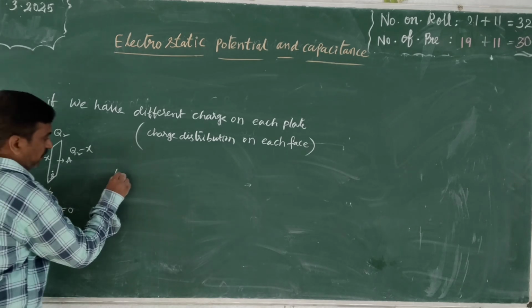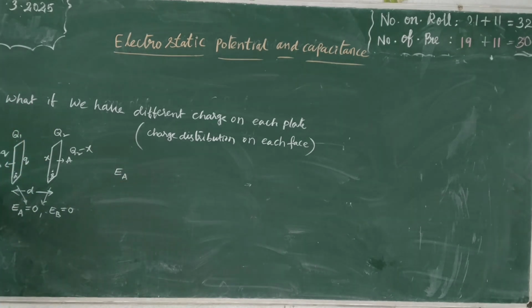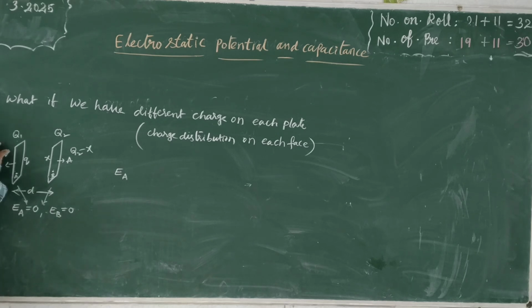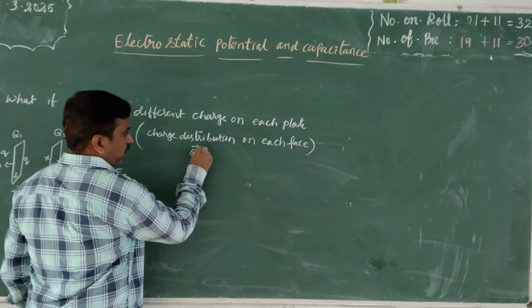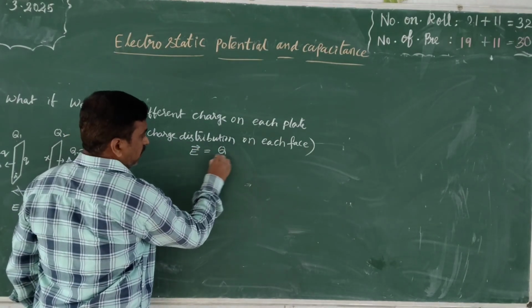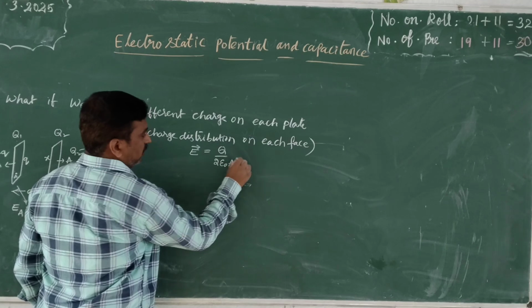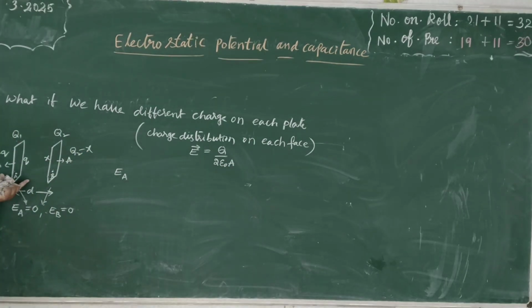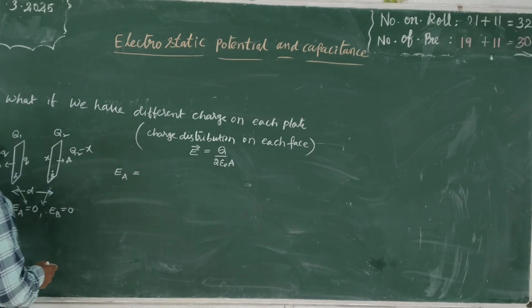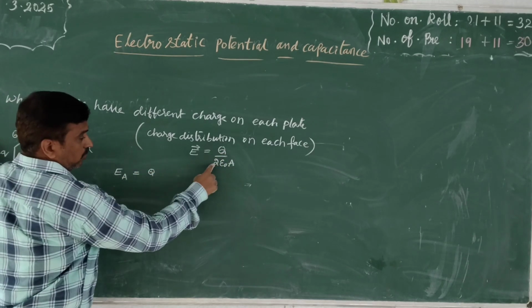See, for example, the electric field on plate A. Due to this charge, this charge, this charge, and this charge, what is the formula for electric field? The electric field formula is Q by 2 epsilon naught A for a single plate. The electric field due to this one is in this direction, and the remaining will be in this direction. We can write the electric field due to this charge Q1.